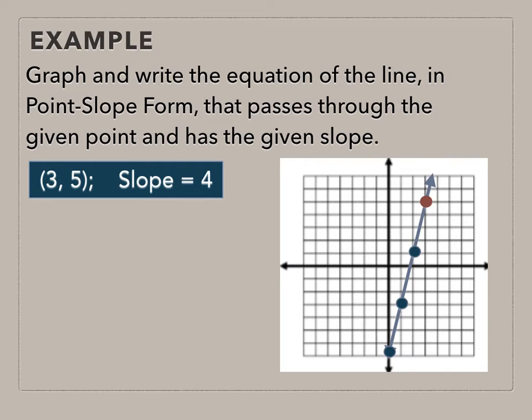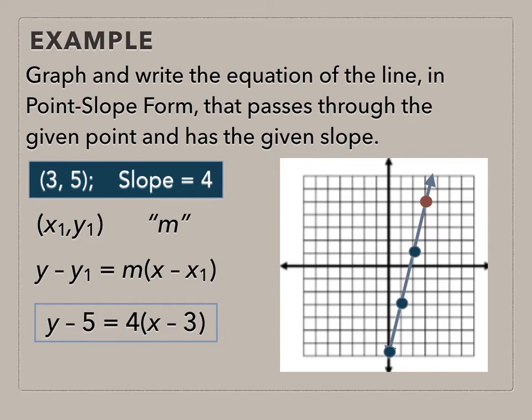I've graphed this line. Now I want to write its equation in point-slope form, which is y minus y1 equals m times x minus x1. That given point, that solution of 3, 5 is x1, y1, and the slope is 4. So we'll just substitute in the values. And our equation is y minus 5 equals 4 times x minus 3. That is the equation of the graphed line.